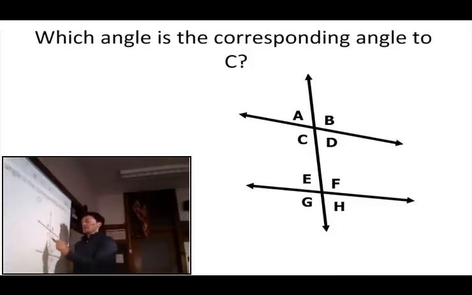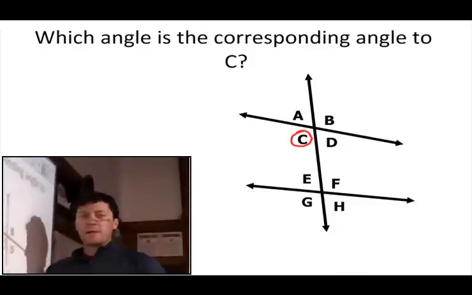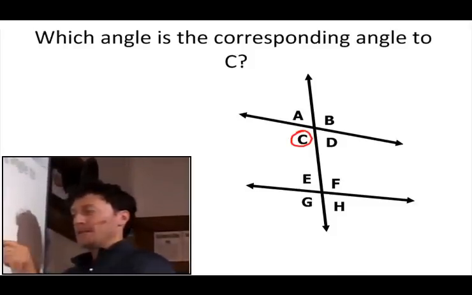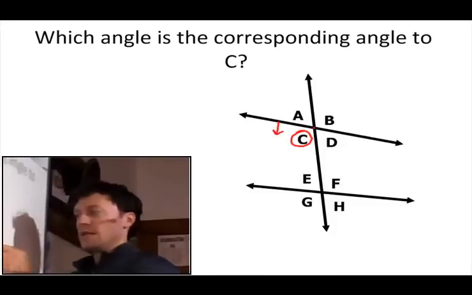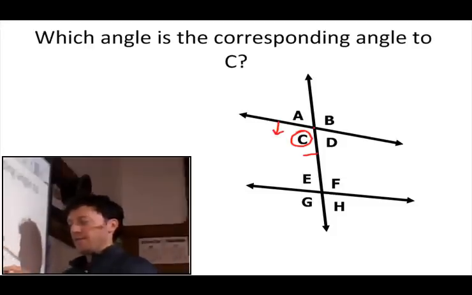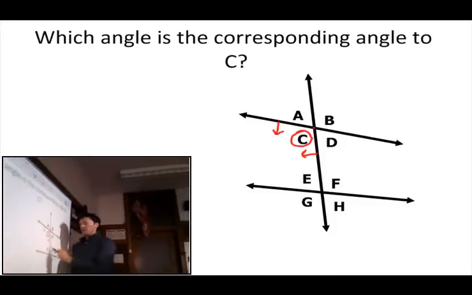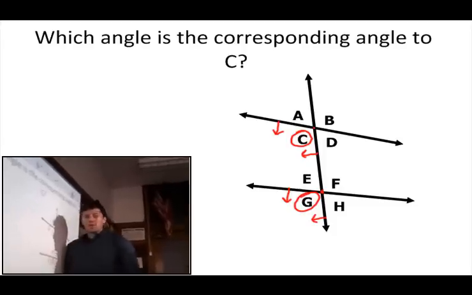And corresponding angles. Okay, so which angle is corresponding to C? To get to C, I went below the line being cut. I went to the left of the transversal. So let's go down here. Let's go below the line being cut. Let's go to the left of the transversal. Looks like G. Okay, that's it.